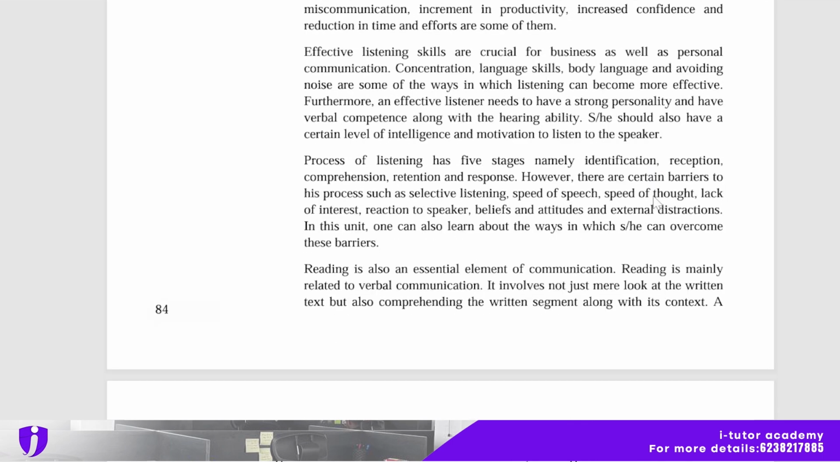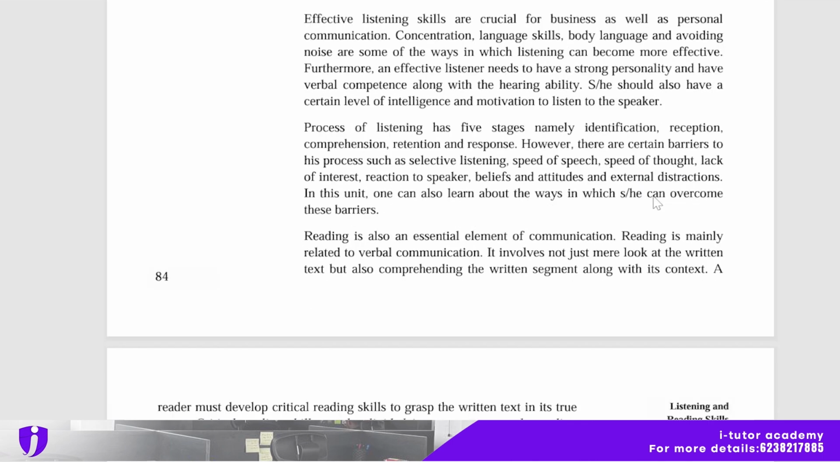And effective listening skills are crucial for business as well as personal communication. Concentration, language skills, body language, and avoiding noise are some of the ways in which listening can become more effective. Furthermore, an effective listener needs to have a strong personality and verbal competence along with the hearing ability. He or she should also have a certain level of intelligence and motivation to listen to the speaker.